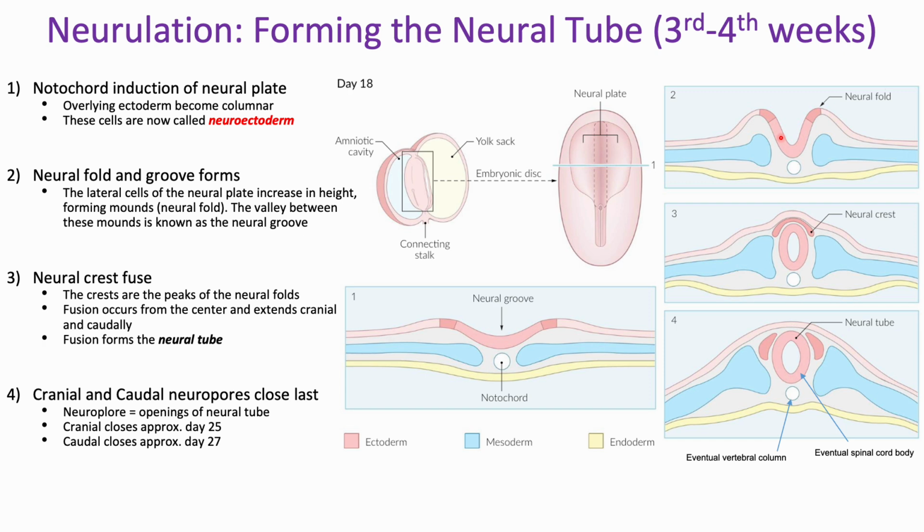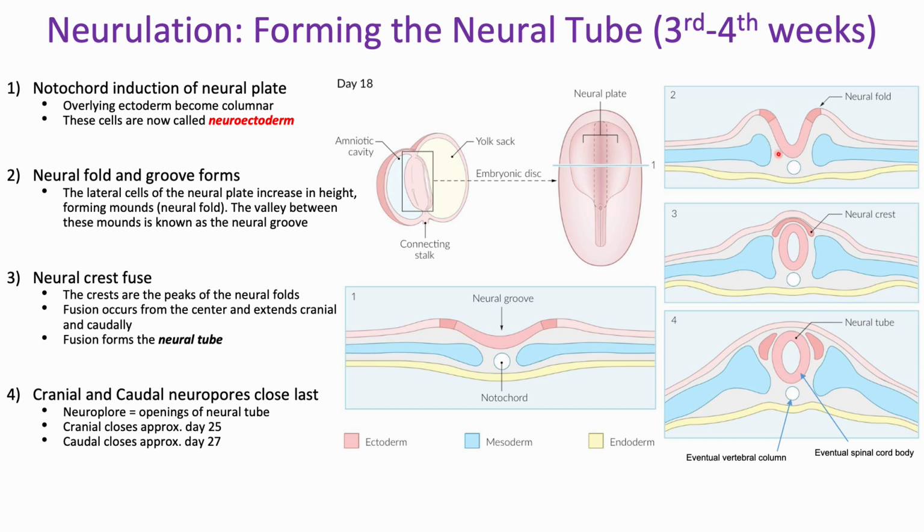And we're going to call these folds the neural folds. The space in between the neural folds is known as the neural groove. And this is happening right down the midline of the developing embryo. So I also want to point out, right at the top of each one of these folds, we have specialized cells, which we're going to call neural crest cells. So this is the neural crest tissue up here in dark red.